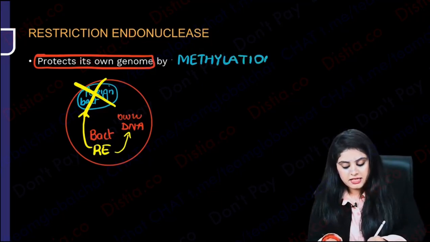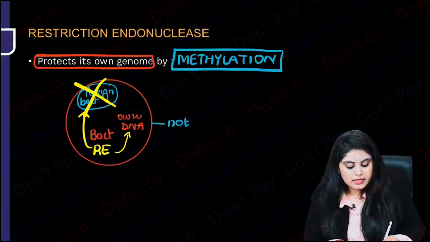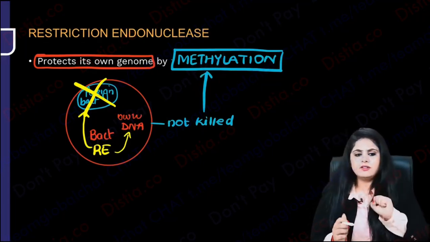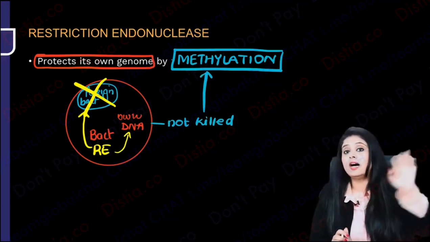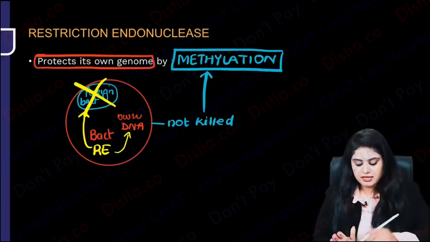The self DNA has done a methylation. That is how it's done its protection. So they ask you, this is not killed due to methylation. It says, I have done methylation, you can't kill me. Kill that outside bacteria. Don't kill me because I have protected myself by a process known as methylation.